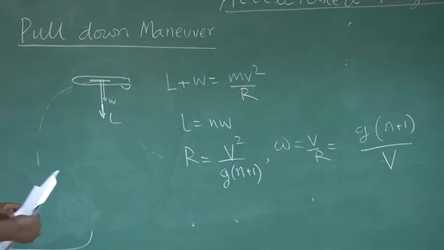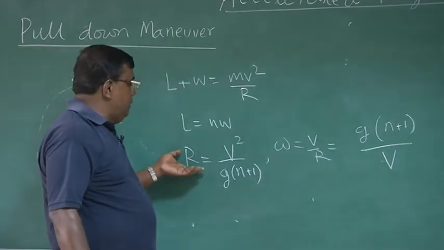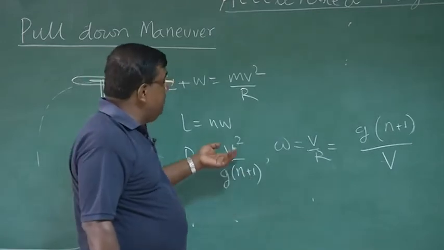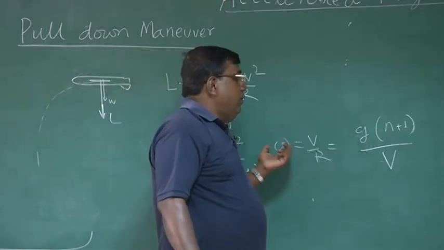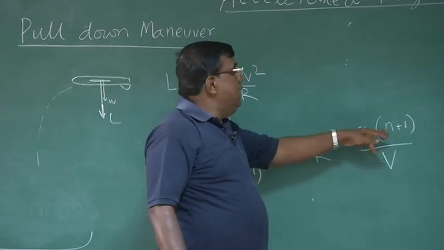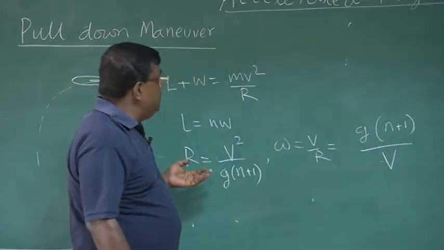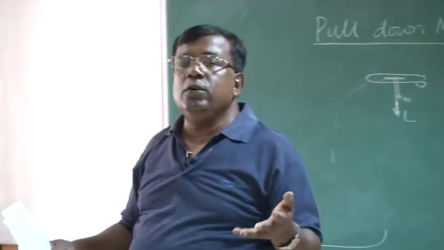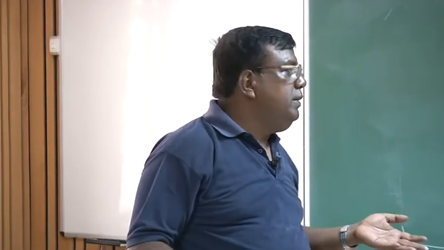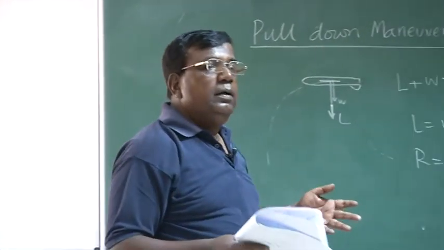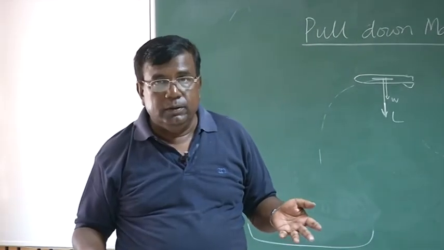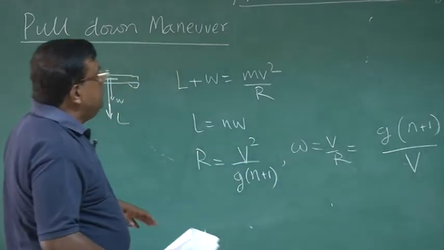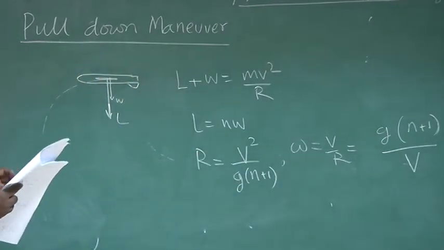Correct? Here also you could see if I want R minimum, then n has to be maximum for a given speed. If I want omega to be very high, n has to be maximum. Naturally, this is true because if I want a very sharp turn, it is the lift that is going to do all these things. And if lift is more, then the load factor is more. Okay? So it is consistent with our understanding of how that whole mechanics goes.